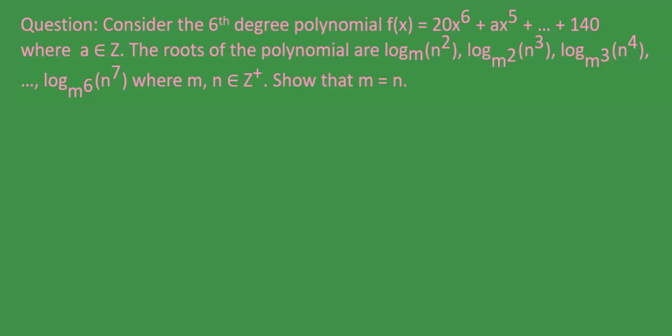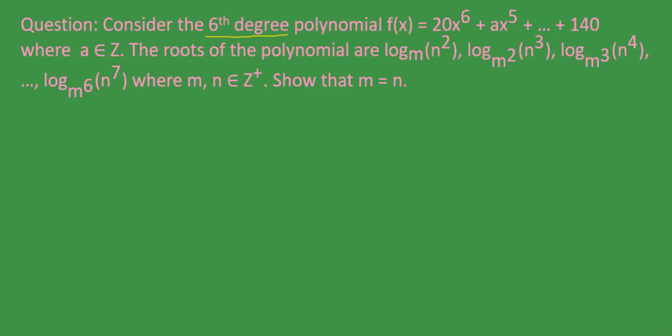And the roots of the polynomial are obviously, since the polynomial is of 6th degree, there will be 6 roots. So the very first root is log of n squared to the base m. Second one is log of n cubed to the base of m square. Third is log of n to the power of 4 to the base m cube. And the last one, the sixth root, is log of n to the power of 7 to the base m to the power of 6, where m and n belong to the set of positive integers. Show that m is equal to n.